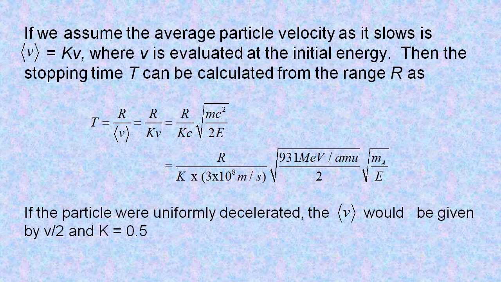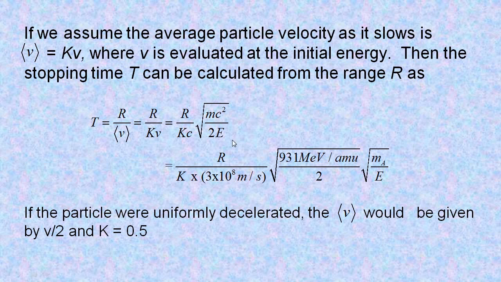If we assume the average particle velocity as V average is equal to capital K into V, where this capital K is a constant and where V is evaluated at the initial energy, then the stopping time T can be calculated from the range as time equals distance by velocity. That means R, the range, is the distance, and average velocity is the velocity. Now you are replacing this average velocity with kV. So by substituting for this V as c into root of 2E by mc square, it will be R by Kc root of mc square by 2E.